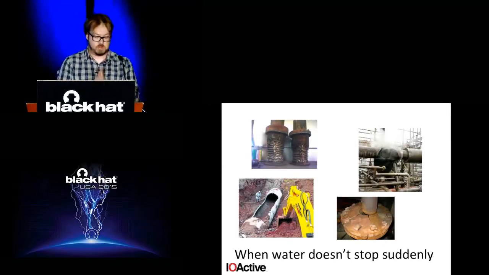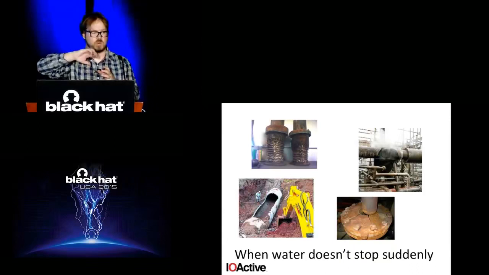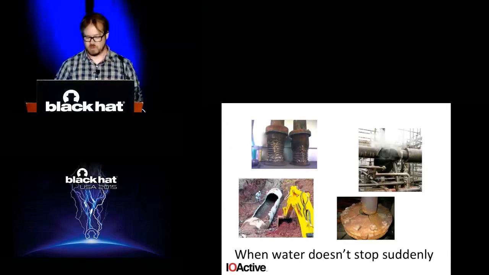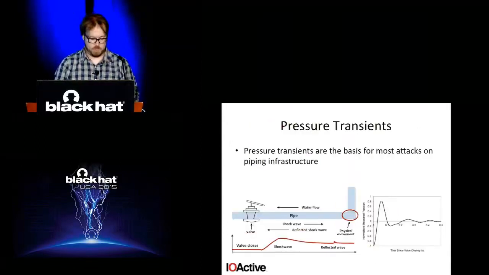The next mechanism of physical damage I'm going to talk about is when water doesn't stop suddenly. If you ever have a house where you turn the faucet off, and then from some other part of the house you hear a thunk, that's actually a water hammer. All the water, when you shut off the faucet, is backing up until it hits an elbow, and you actually hear the elbow go thunk. Pressure transients are the basis for most attacks on the piping infrastructure.